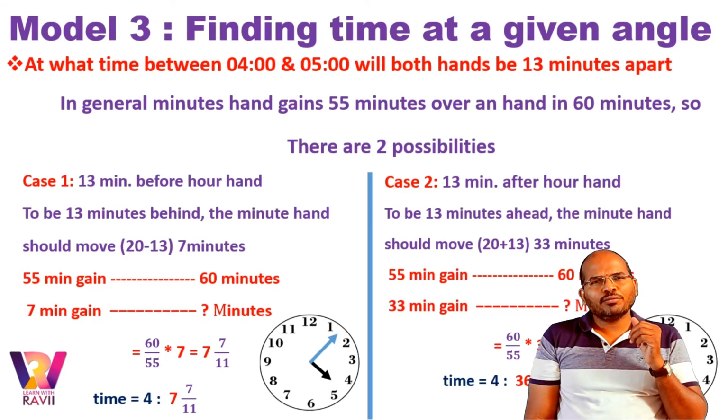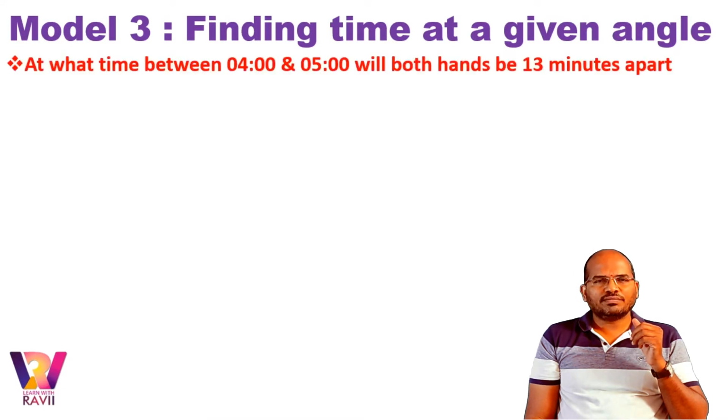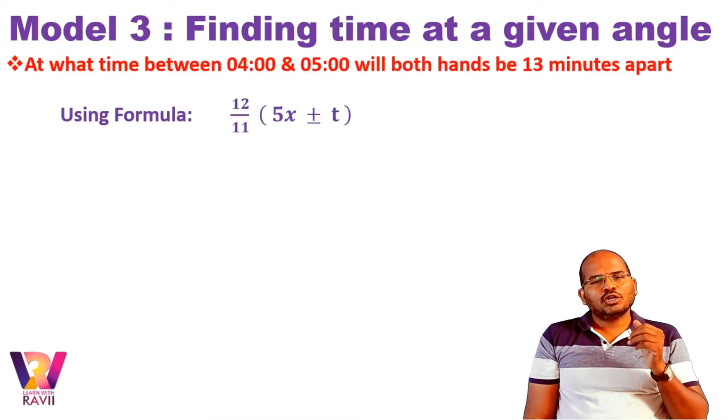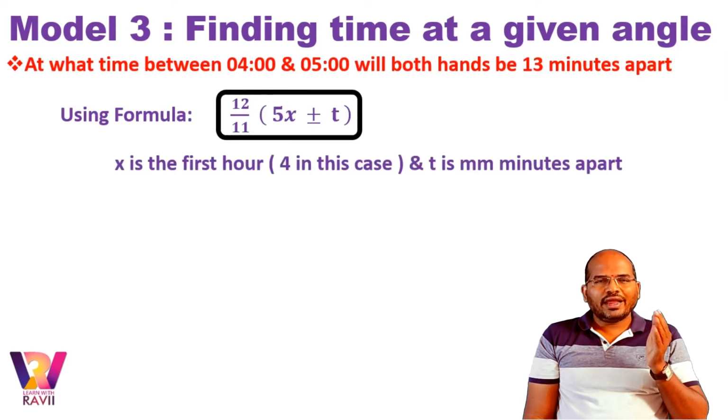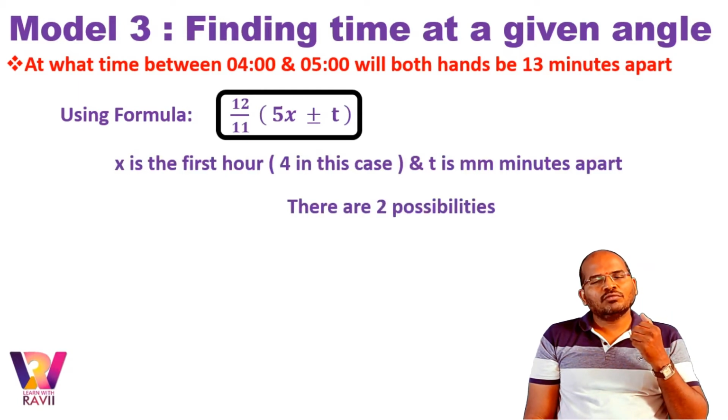The same problem can also be done by using a formula. So the formula is 12 upon 11 times 5x plus or minus t, where x is the first half space and t indicates the time minutes apart. So plug in the values. One is 12 upon 11, 5x plus t, and the other is 5x minus t.